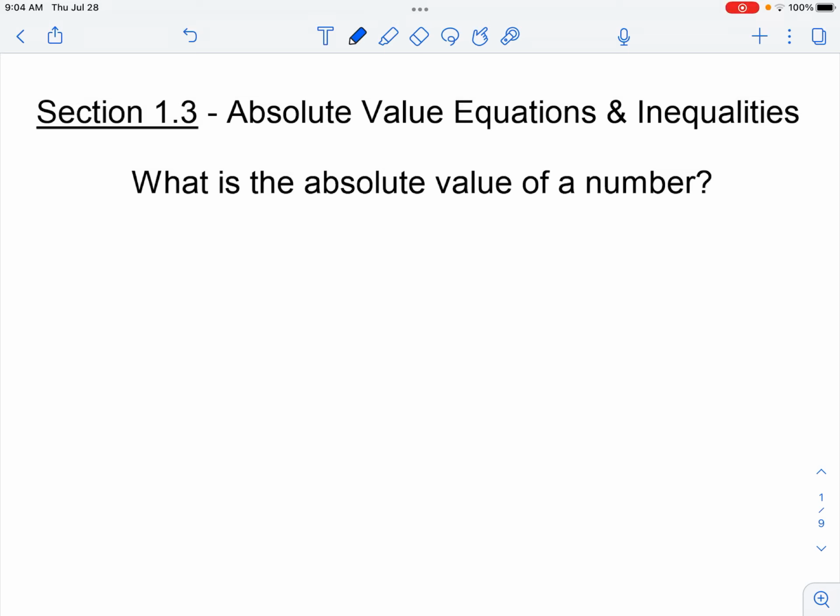Today we're going to talk about absolute value equations and inequalities. So to start off, we need to talk about, well, what is the absolute value of a number?